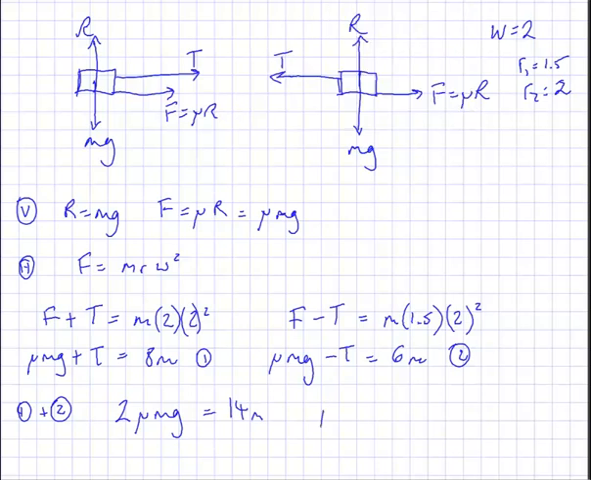Anyway, if we rearrange that, we end up with mu being 14m divided by 2mg. The m's cancel, and we're left with 7 over g, which works out as 5/7.